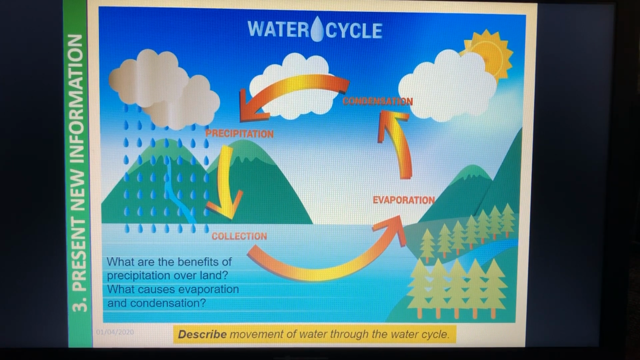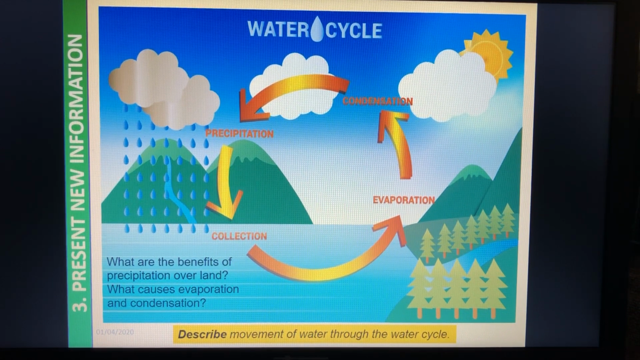And then collection is where the water lands onto the ground, which is really useful for the plants and the animals because it's fresh water. And then collection is where it then basically drains off the ground. So it goes into the rivers, it drains back into the sea, and we call that collection, okay?